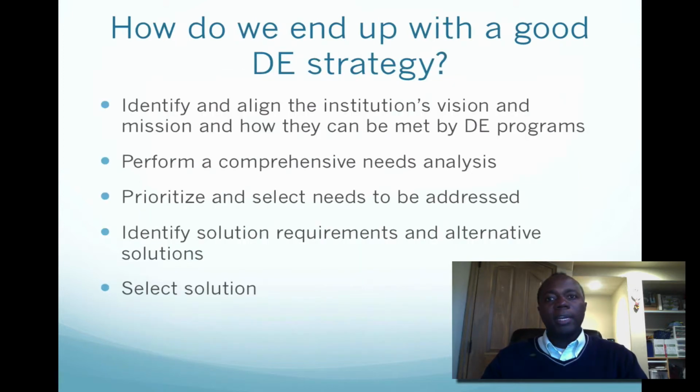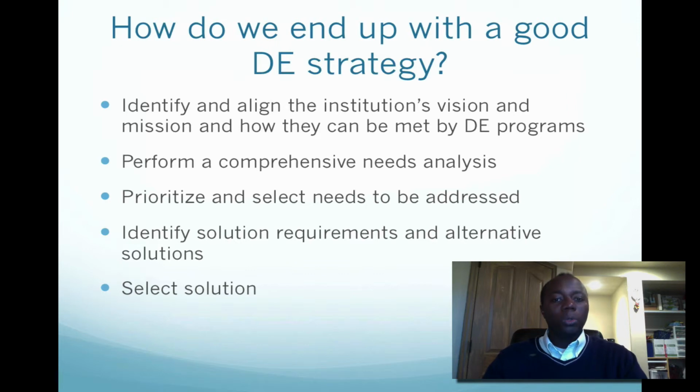So, how do we end up with a good distance educational strategy? Identify and align the institution's vision and mission and how they can be met by distance education programs. Perform a comprehensive needs analysis. Do a gap analysis of some sort. Prioritize and select needs to be addressed. Not all needs are critical. Some needs are trivial and some needs are more important than others.